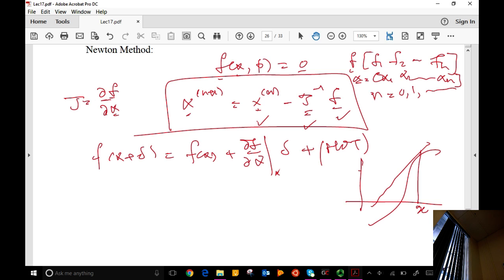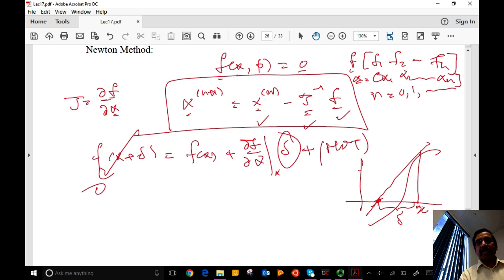And I'm going to ask the question, how far should I go from this? So this is delta. That tangent goes to 0. That tangent intersects at 0, because this tangent is my approximation to the function now in the Newton method. So I ask the question, what should this distance be so that the function f of x plus delta is 0? So I set this equal to 0 and I solve for delta. And that delta is going to be minus J inverse f.